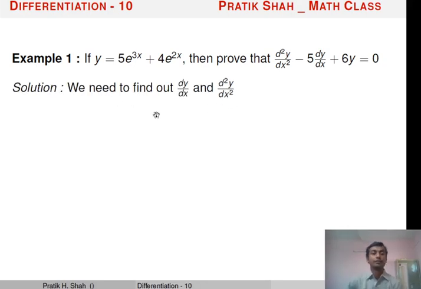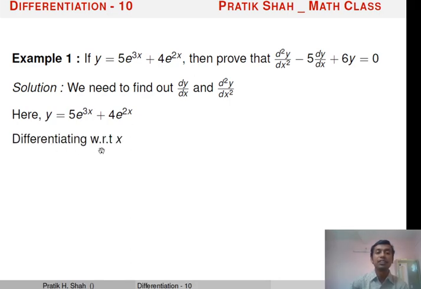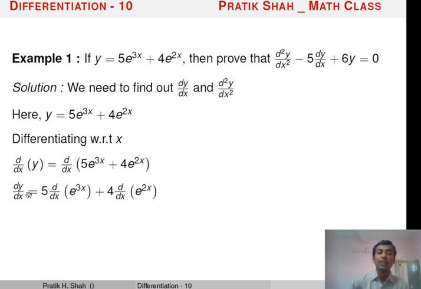So we have y is equal to 5 e raised to 3x plus 4 e raised to 2x. Differentiating with respect to x, we get dy by dx is equal to d by dx of this. So dy by dx, 5 is constant, we can take it outside, and d by dx of e raised to 3x, plus 4 is constant, it can be taken outside, d by dx of e raised to 2x.